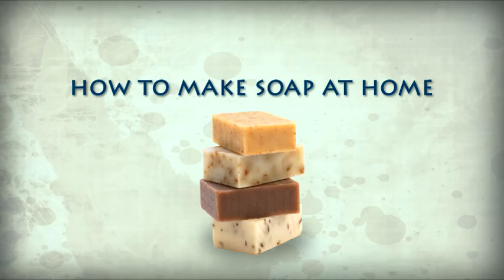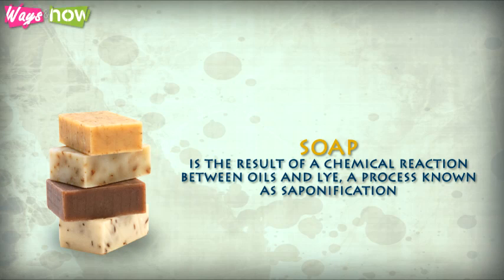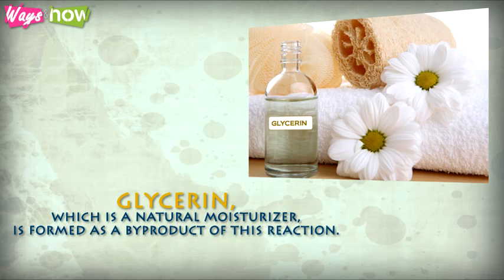to make soap at home. Soap is the result of a chemical reaction between oils and lye, a process known as saponification. Glycerin, which is a natural moisturizer, is formed as a byproduct of this reaction.